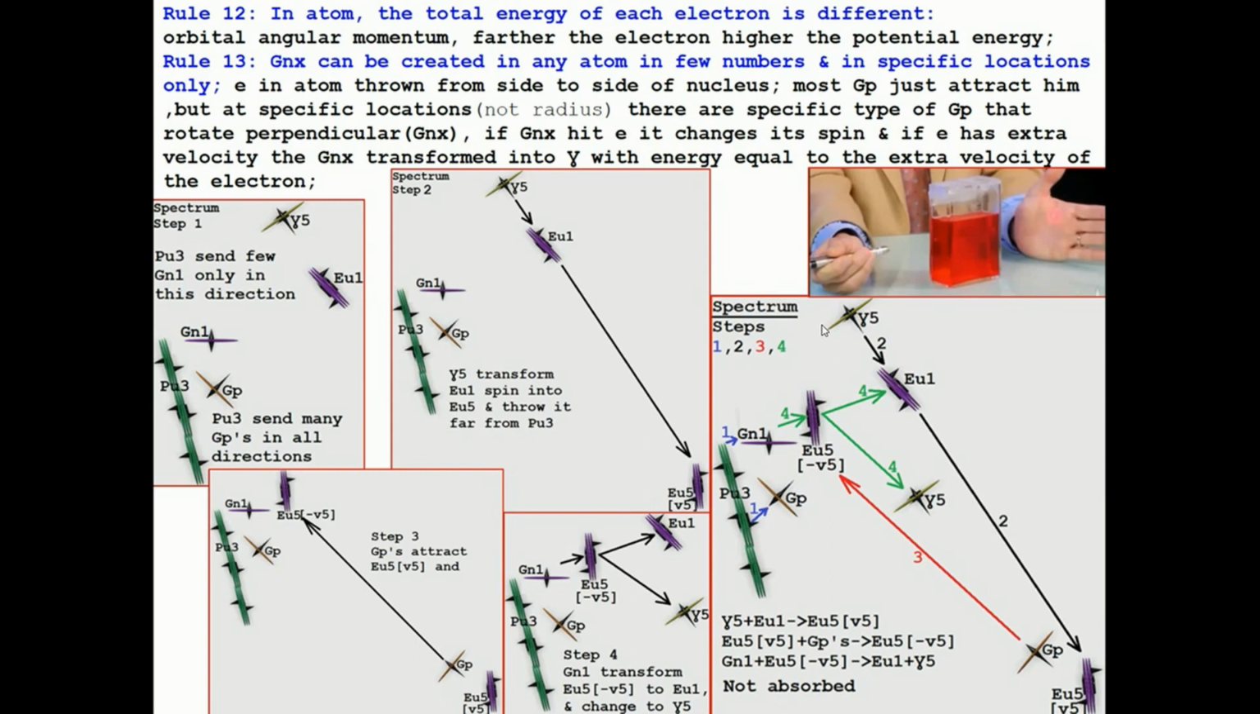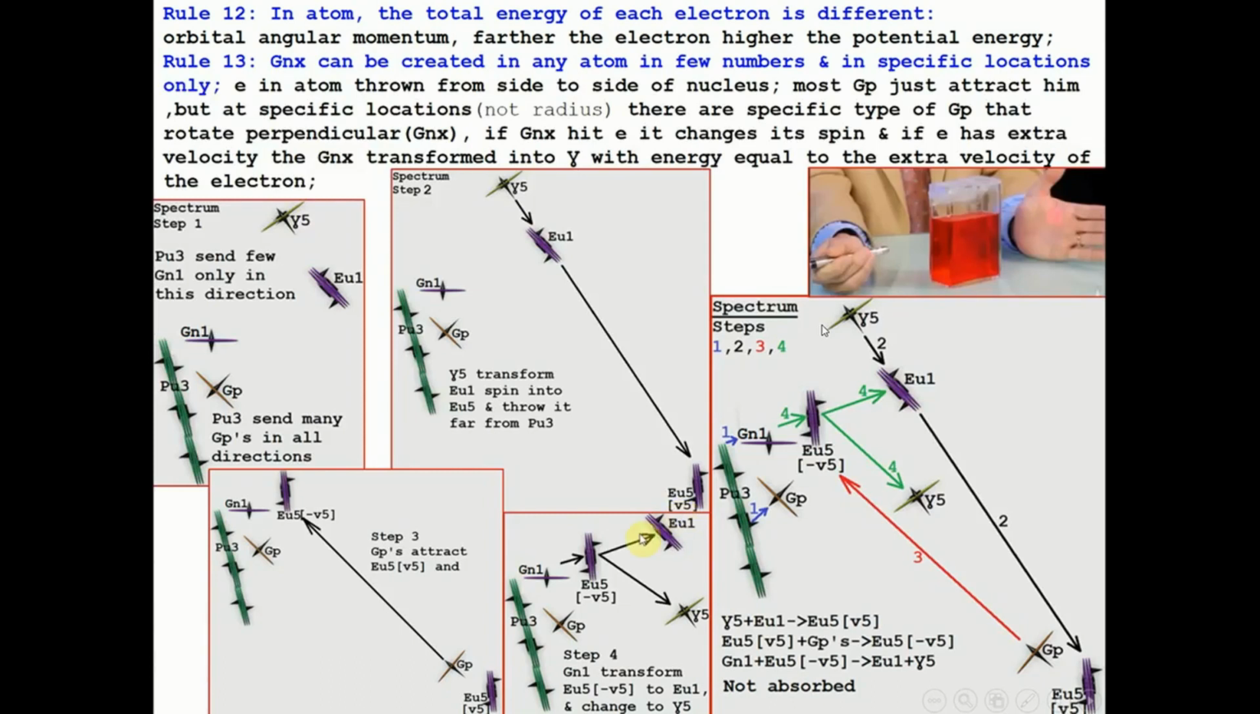In a non-absorption process, when a specific photon, here photon 5, collides with electron EU1, this electron is electron spin up, meaning the angular velocity of the z and the x-axis are positive, but it has a specific direction, that's why we call it 1. So when this photon 5 hits this electron, it will change its spin into EU5 and also give it velocity V5 and throw it far from the nucleus.